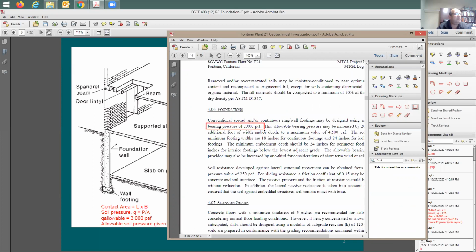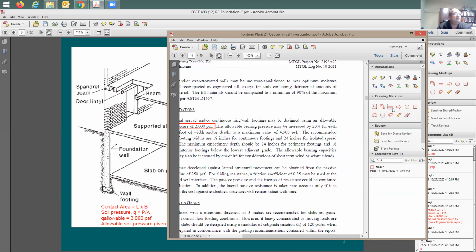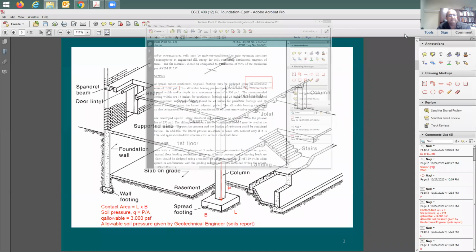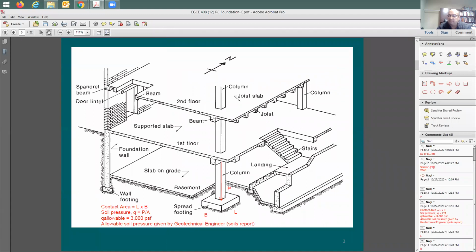Look at this. Allowable soil bearing pressure of 2000 psf. So you see it's going to be allowable, right? So what does it mean by allowable for you? Does it mean a strength design or ASD design? I'd like to hear from you guys.